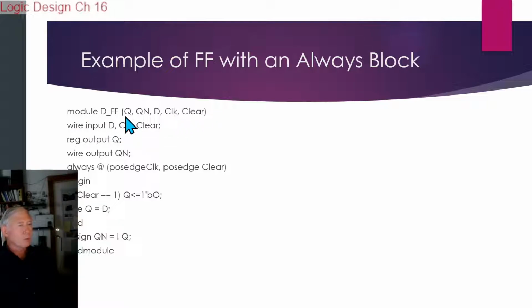Wire. So we're saying that D is a wire and it's an input. Clock is a wire and it's an input. And clear is a wire and it's also an input. Okay? And then we're saying that Q is a register and it's an output. And Q naught is a wire and it's also an output.